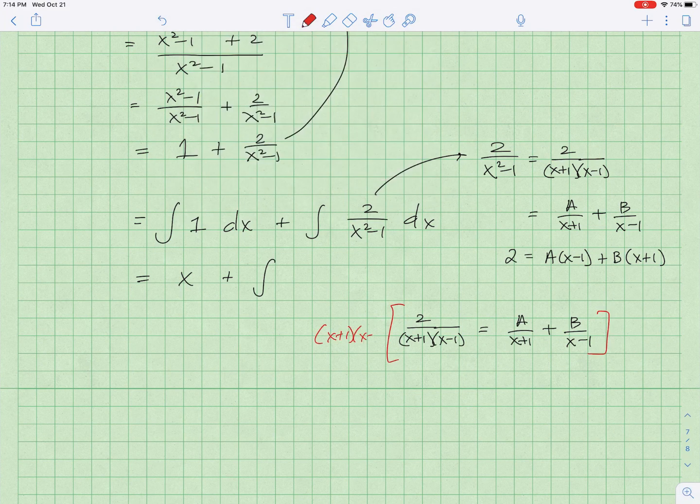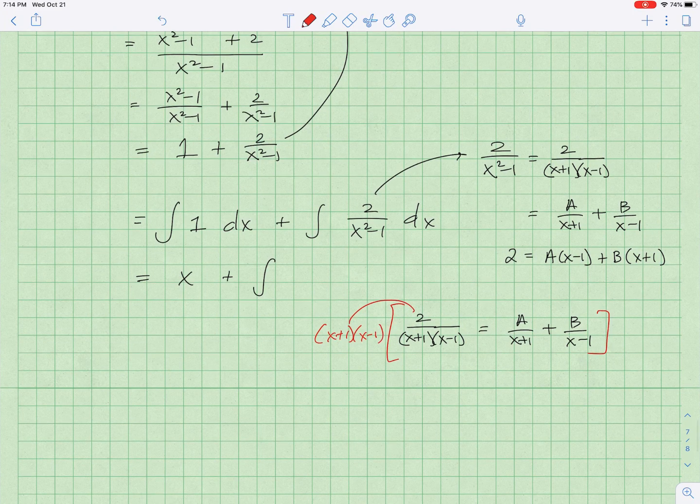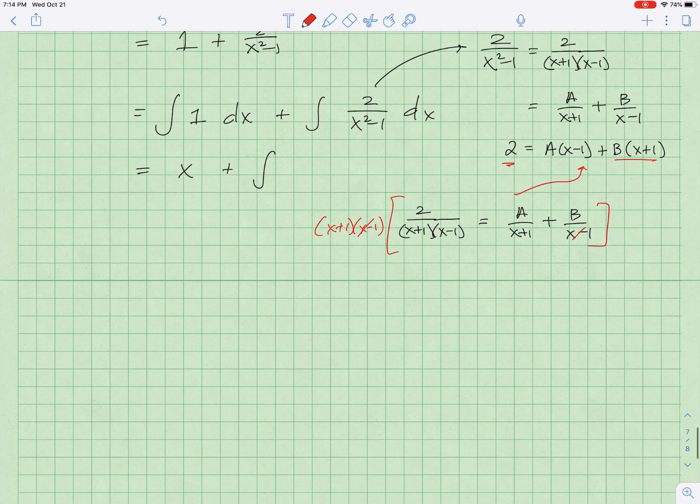x plus 1, x minus 1. And as I do so, I will eliminate both denominators of my first product, leaving me with 2. And then I will eliminate the x plus 1s, leaving me with a times x minus 1. And then when I distribute to the b term, the x minus 1s will cancel, and I'll be left with b times x plus 1. And if you do that enough, you'll get pretty good at it. And that's how I got this result here.